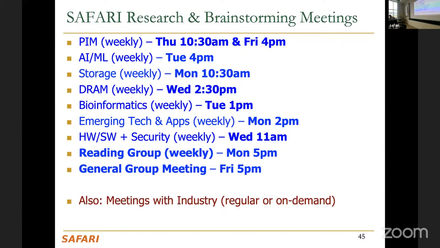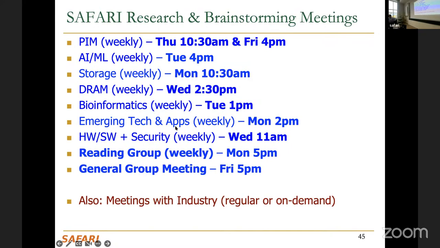For example, processing in memory has some meetings, and should really have more. AI/ML is a general topic on how we accelerate machine learning, make it more scalable and more robust, and also how we use machine learning to design better architectures, data-driven, as we discussed. Storage, I mentioned that, and DRAM. A lot of the RowHammer research gets discussed in DRAM, but other types of DRAM research too. There's bioinformatics, as you can see. And then there's an emerging technologies and applications meeting.